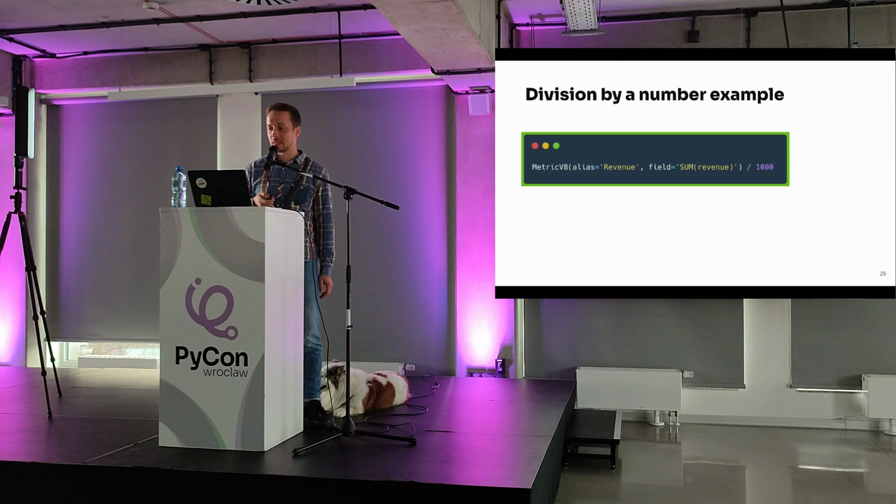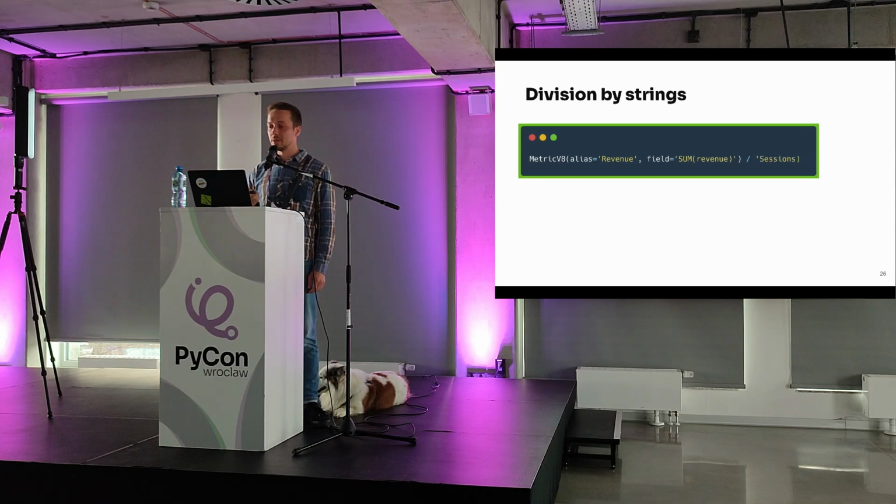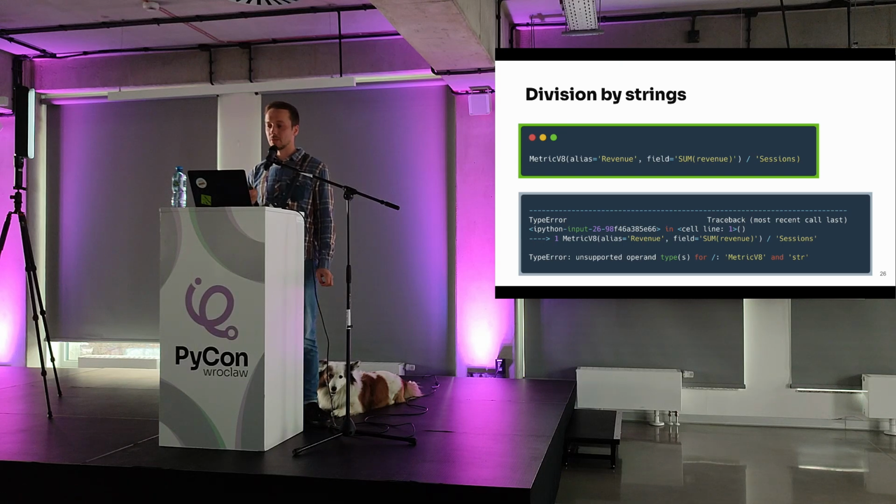Let's have a look at an example. We divide our regular metric by 1000 so that we get the metric in thousands. Here we can see the formatted alias and the correct scale expression of the new derived metric. But what if it is divided by a string? Well, we have not defined any logic, so we will get an error. But it is possible to provide logic for such a case as well, if we wish so.